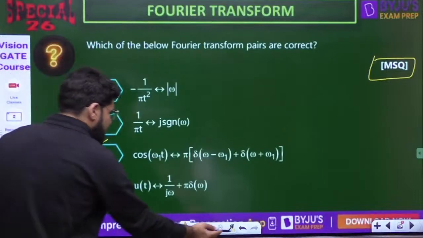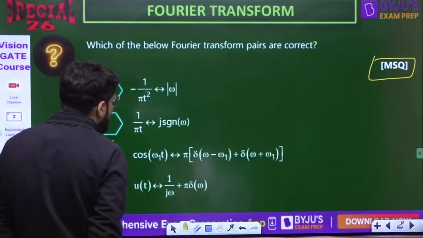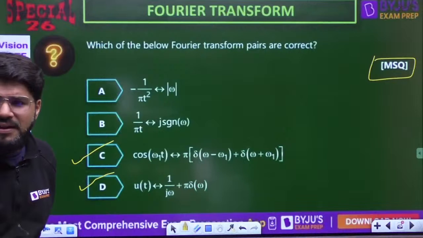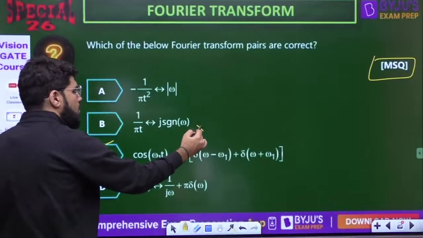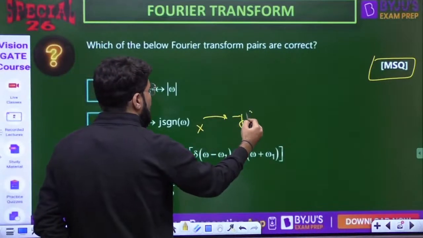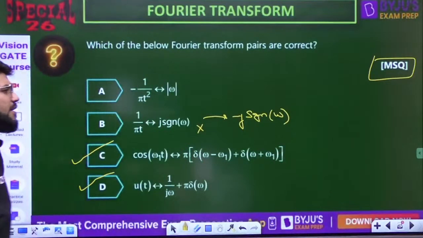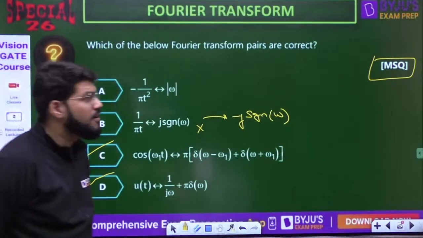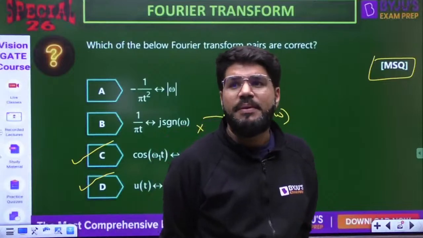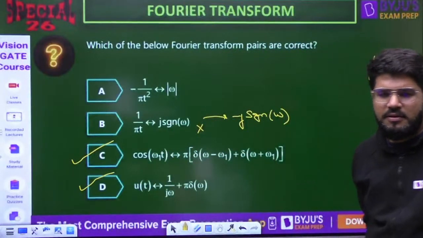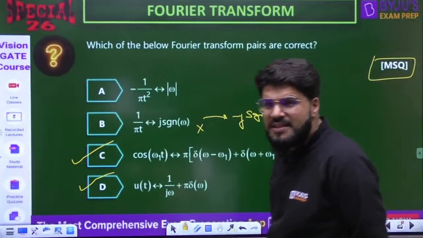1 upon pi t. Fourier transform for 1 upon pi t? Wrong. This should be minus j signum omega. 1 upon pi t is the Hilbert transformer, okay? So minus j signum omega. We have seen that today.